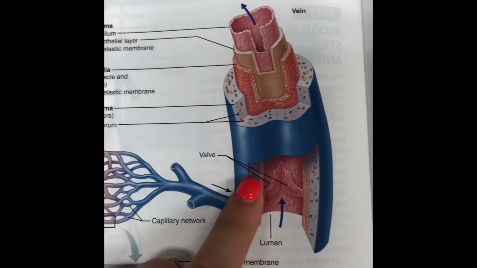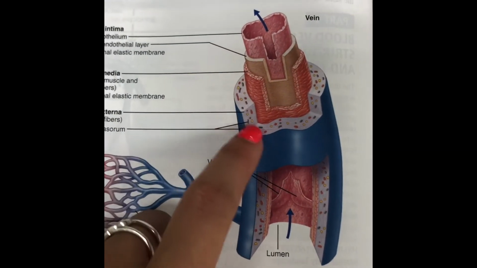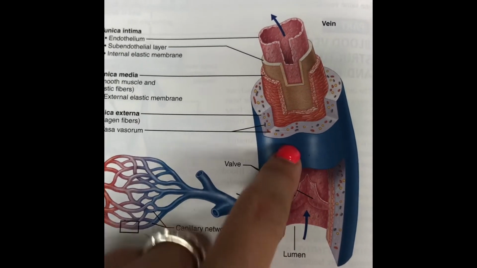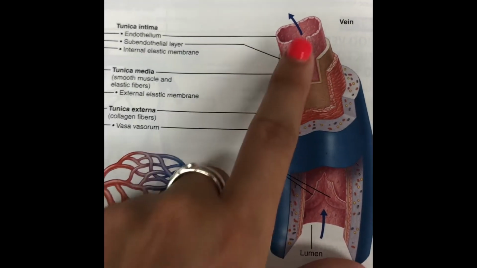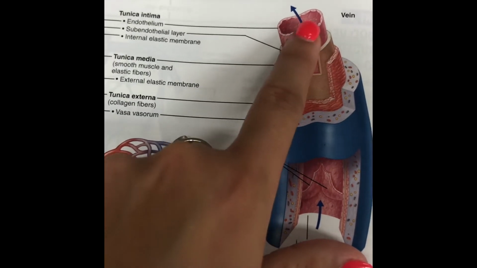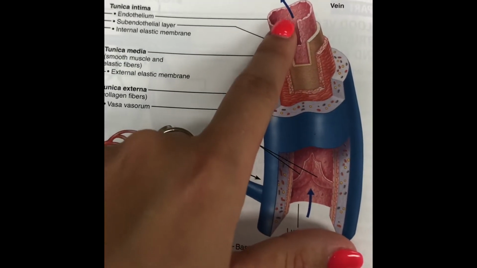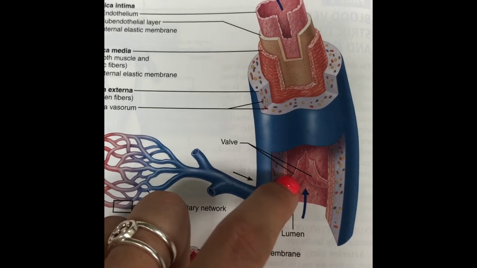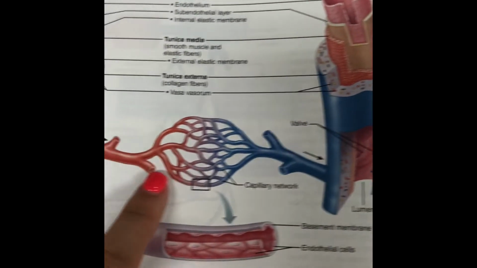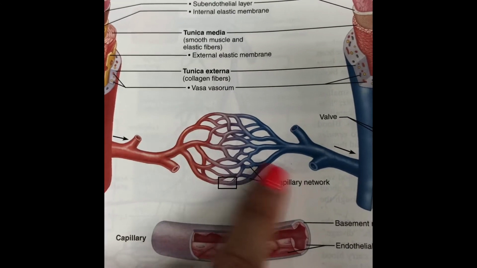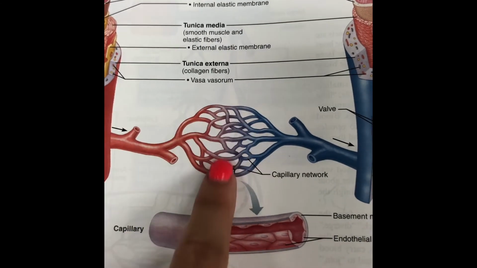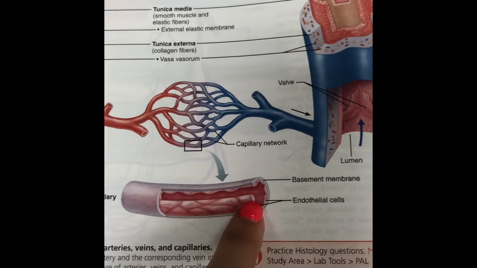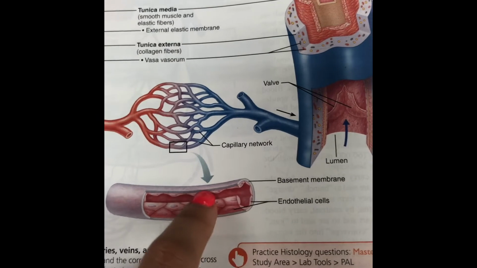And then the vein is going to have the exact same setup, except the tunica externa is going to be a little bit bigger. The tunica media is going to be smaller, and the lumen, which is the hole in the middle, is going to be bigger to allow for more blood pressure, because blood pressure is so low in veins already. And then this is the capillary network. Capillaries are going to be in the middle of arteries and veins to connect them, with endothelial cells in the middle and then a basement membrane around the outside.